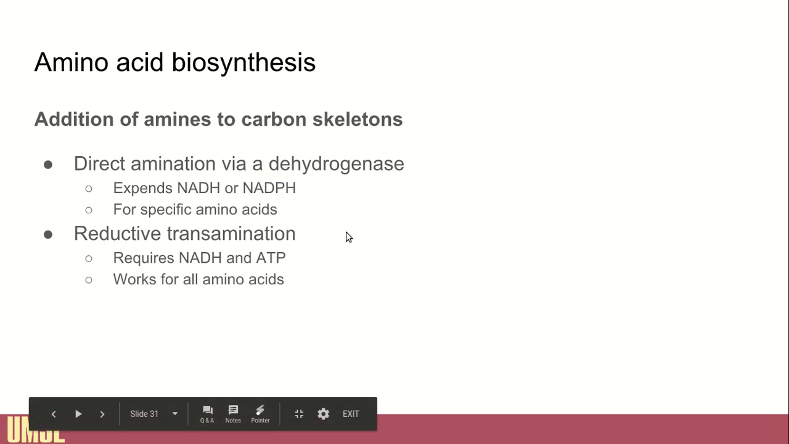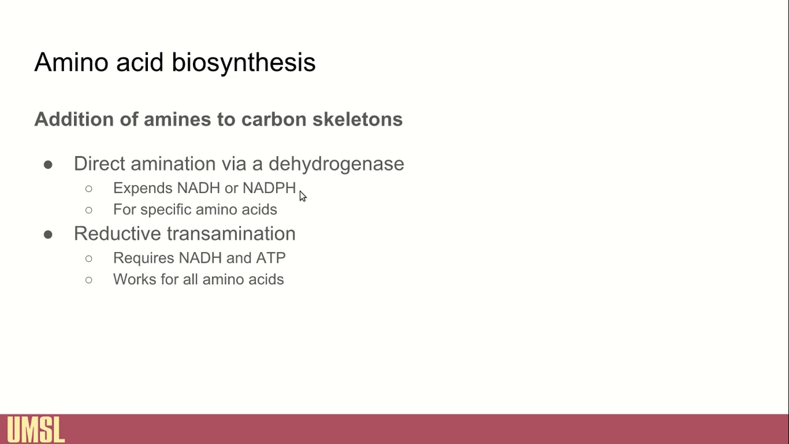So addition of amines to carbon skeletons, this can happen a couple of different ways. So we can do direct amination via dehydrogenase. So this expends NADH or NADPH, and this is ultimately very specific for amino acids. And so we saw this for removing amine groups earlier. Or you can do what's known as reductive transamination, and we've already seen this, except it's going to operate in the opposite direction. So this requires NADH and ATP, and it works for all amino acids.